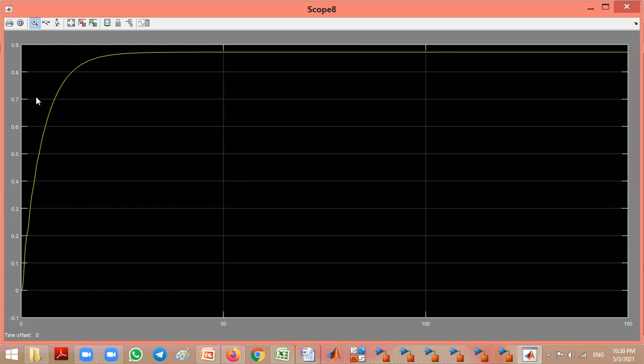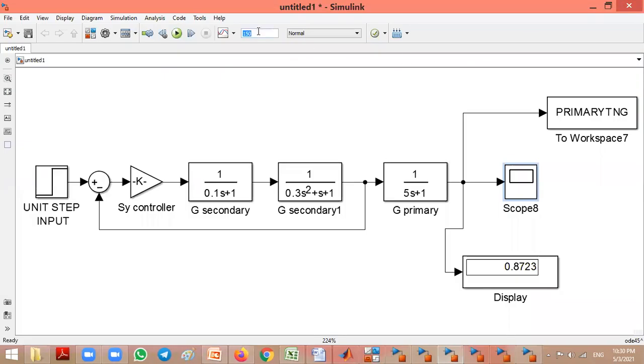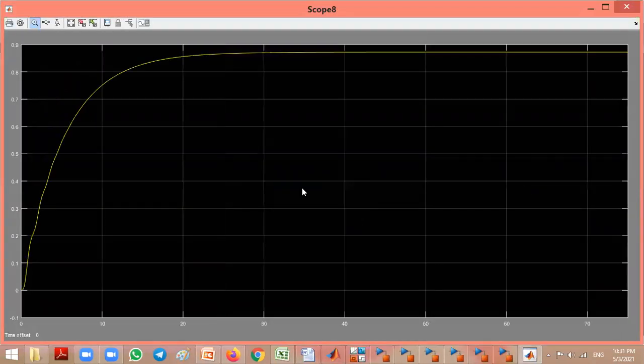Now run it for a smaller time. Even 150 is more, so you make it 75. It's enough. We will try 50, no, for 50 it's not coming. So at 75, it is coming to the final value 0.8723. So it takes 75. Scale it, and see the S-shaped curve you are getting.